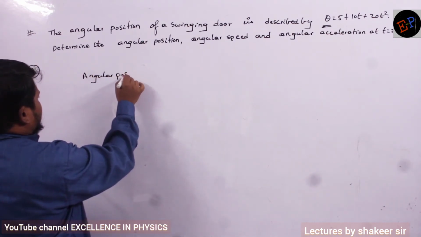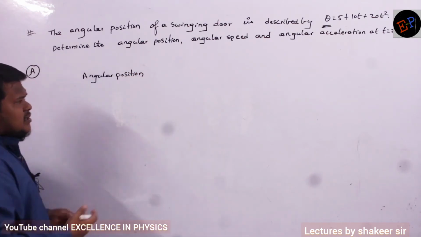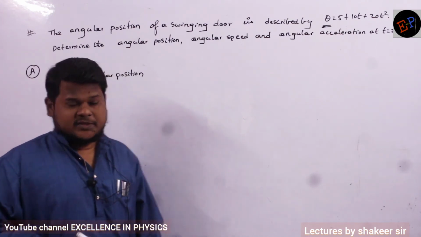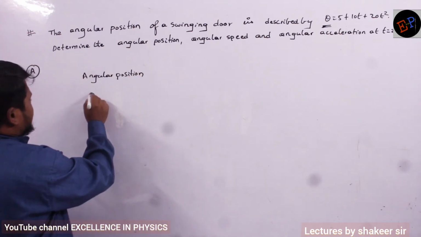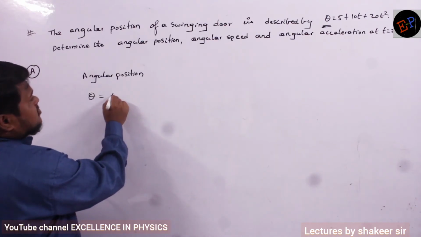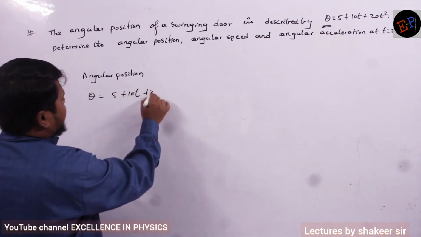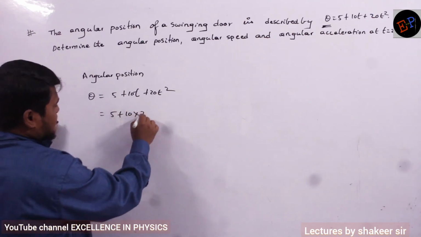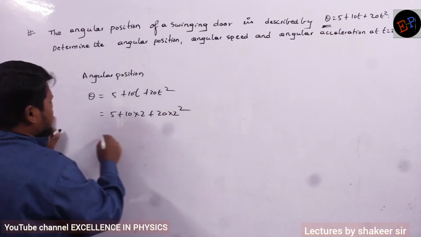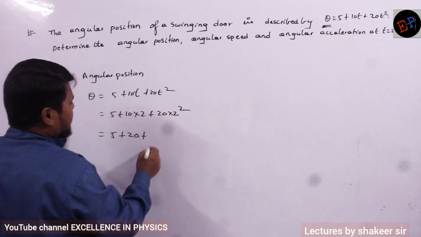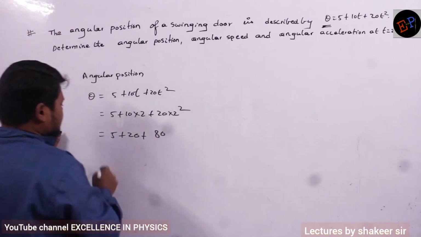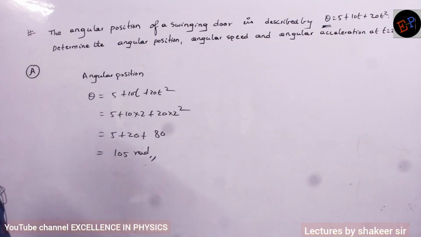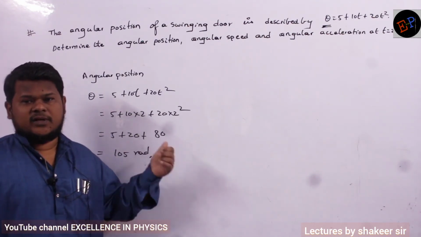Angular position means just the angle covered by the particle. How much angle the particle is covering, that is nothing but angular position. So how can I calculate? Just substitute t equal to 2 seconds in 5 plus 10t plus 20t square. So 5 plus 10 into 2 seconds, plus 20 into 2 square. That is 5 plus 20 plus 4 twos are 80. So total, 105 radians.